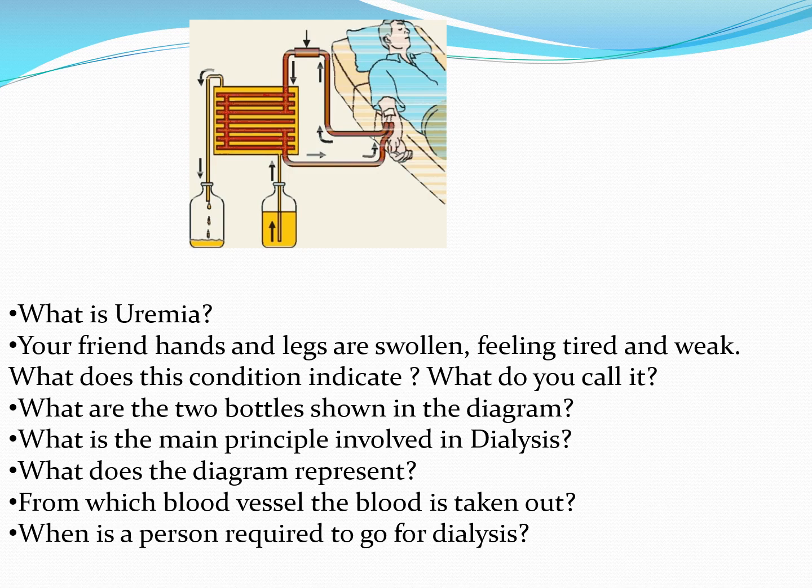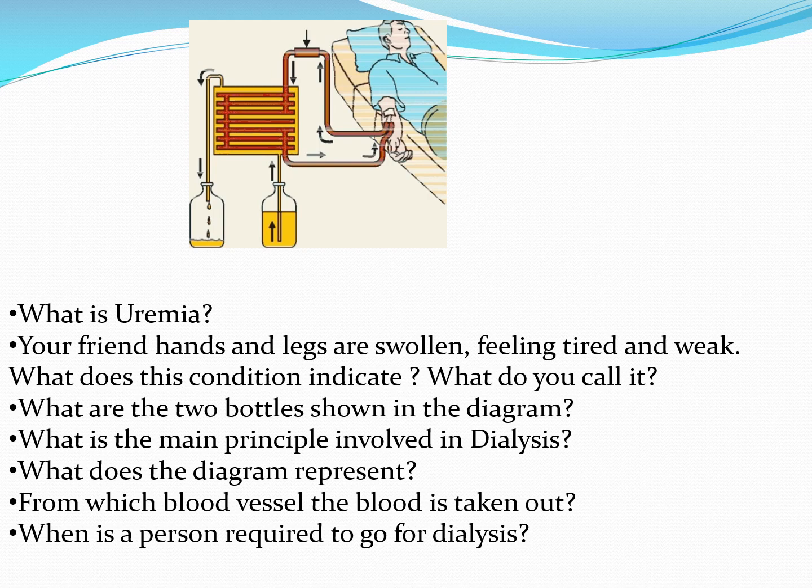Next, what is the main principle involved in dialysis? In dialysis, the main principle involved is diffusion. Based on the diffusion principle, the dialysis machine works. Next, what does the diagram represent? The diagram represents hemodialysis or artificial kidney.